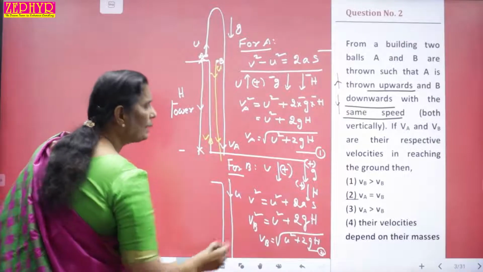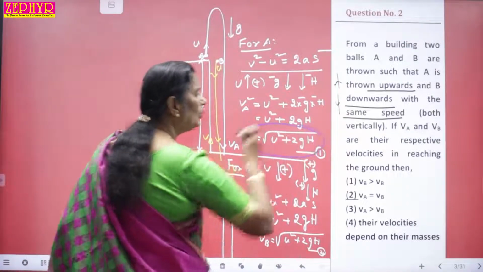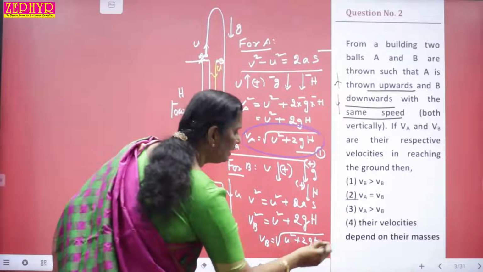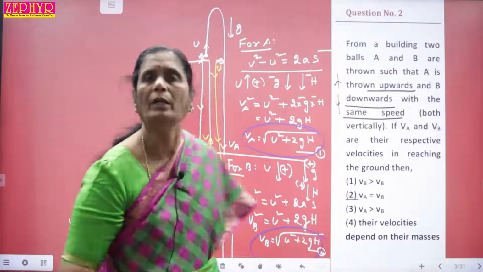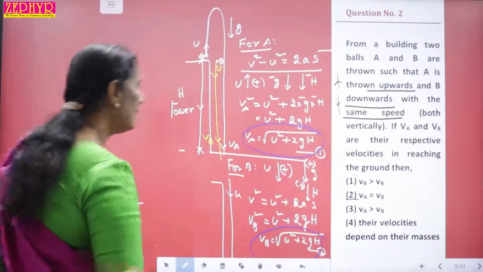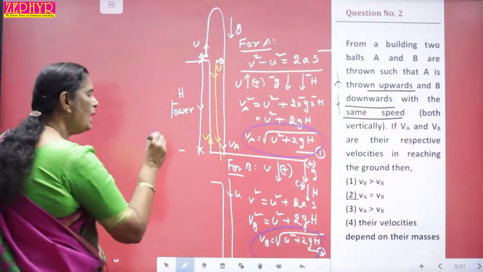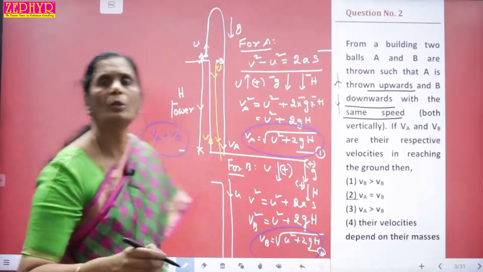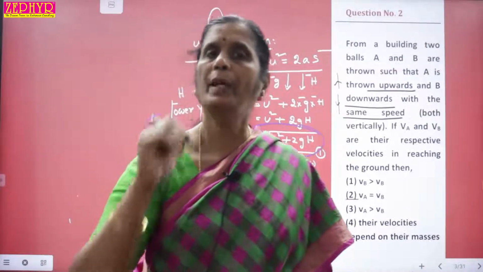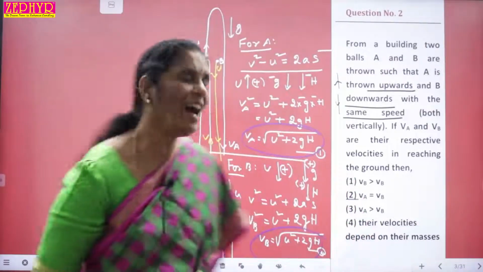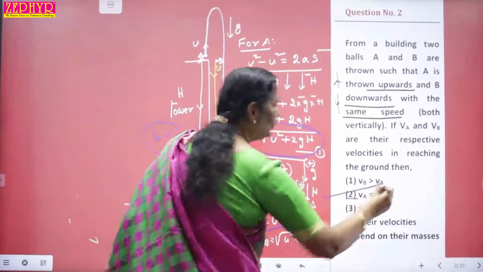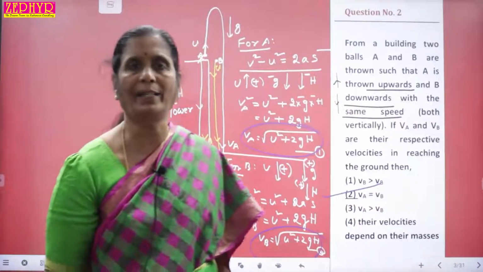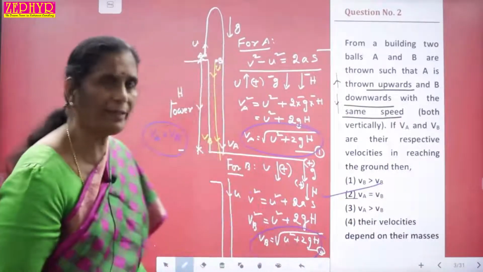Now compare both the equations. Read it. This is root of u square plus 2gh. This is also root of u square plus 2gh. So we can show that VA and VB both are equal. So both the bodies reach the ground with the same velocity. That's the answer. So the answer is 2, VA and VB are equal. In this way you are supposed to do. Okay students?